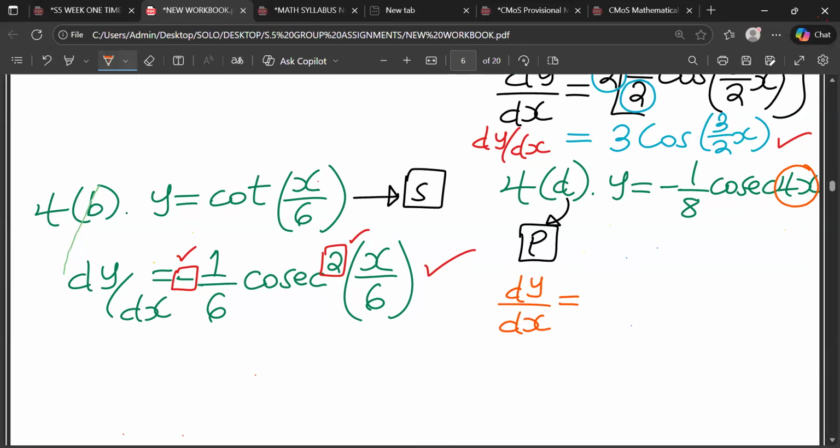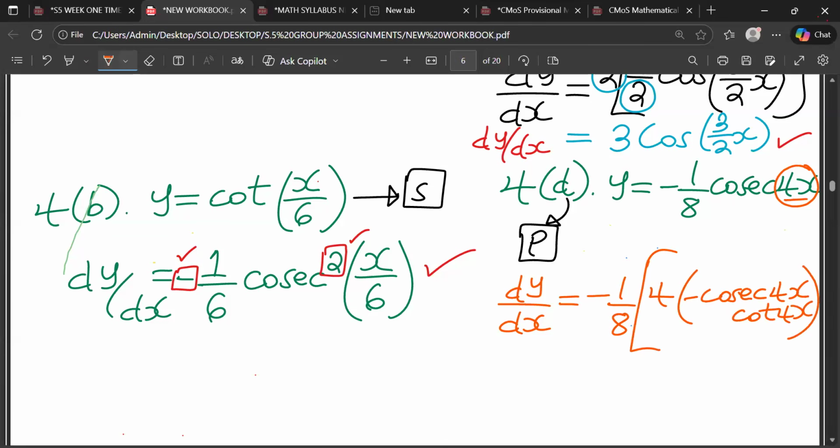Yes, now the best thing to do, you first put your negative 1 over 8 outside. Then you put square brackets. Then you start your normal things. You differentiate the angle. For 4x, you get 4. What else should we do? When we differentiate cosec, we get negative cosec 4x cot 4x, exactly like that.